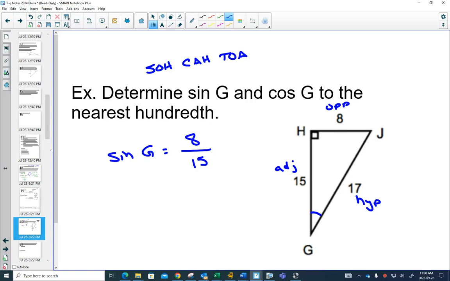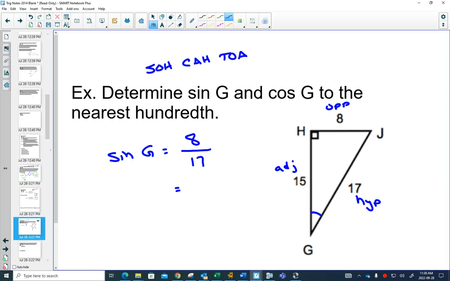To the nearest hundredth. Oh yes, thank you. Oh my goodness. Opposite over hypotenuse. See, I would like to say that I did that on purpose to see if you were paying attention, but I didn't. It was just an honest mistake. Okay, honest mistake there. So we go to our calculator.